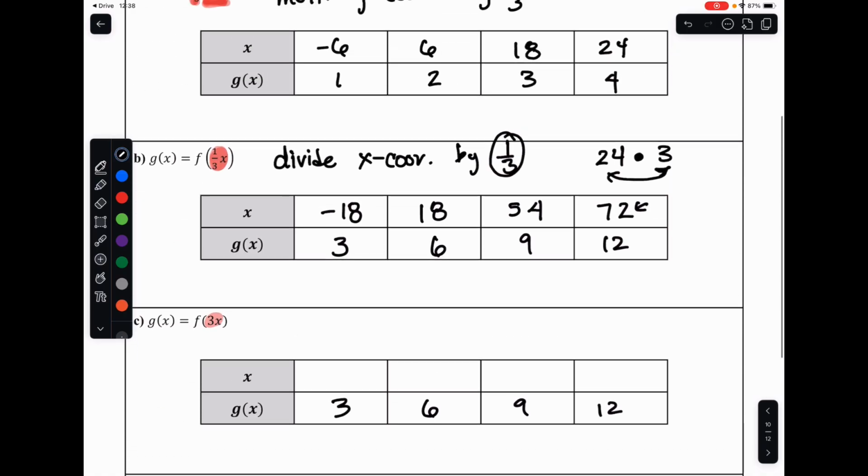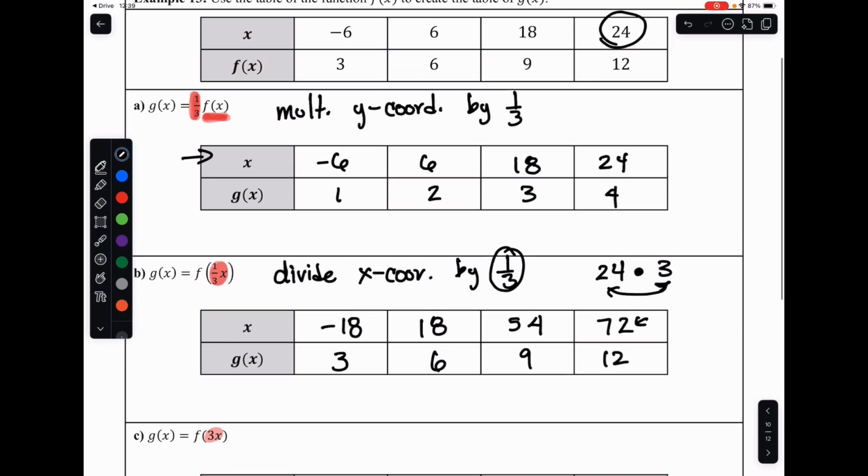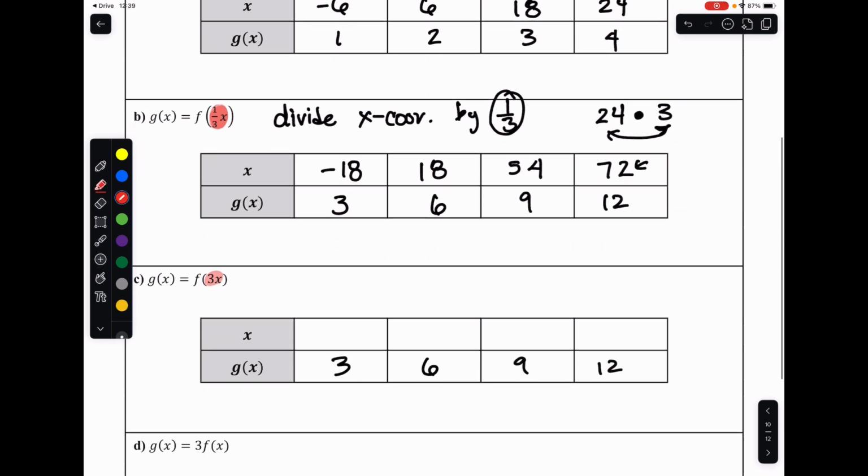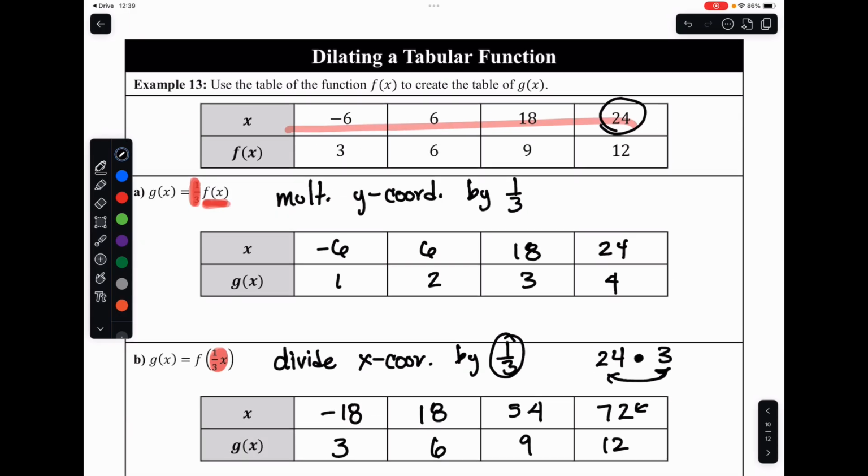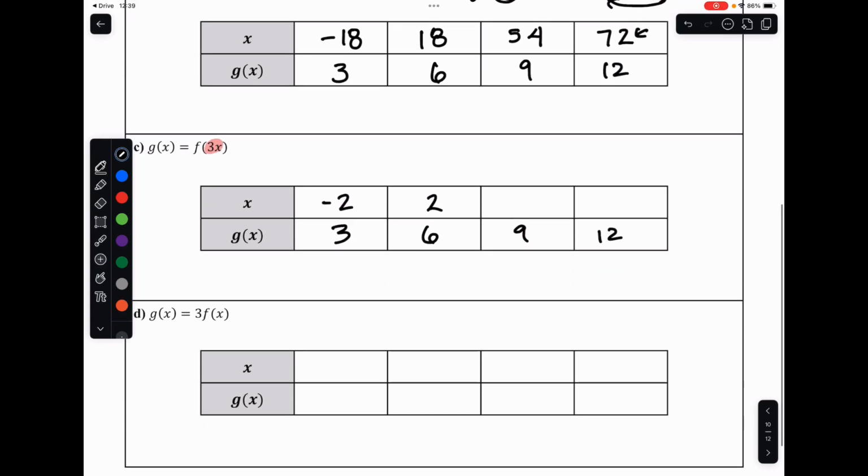So looking at the original table up here, this is the right table. We're going to divide these x coordinates by 3. So -6 divided by 3 is -2. +6 divided by 3 is +2. 18 and 24 divided by 3 are 6 and 8 respectively. So there's your table for letter C.